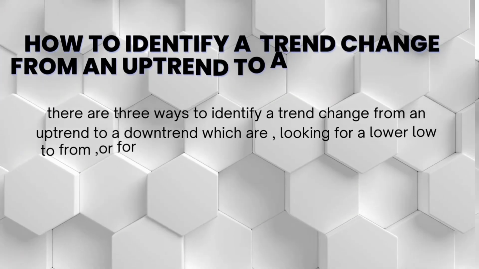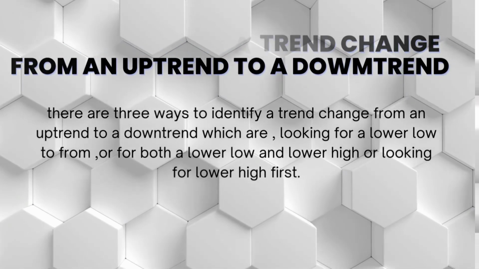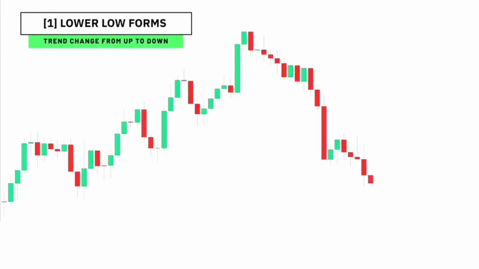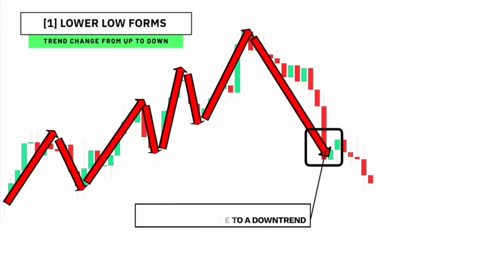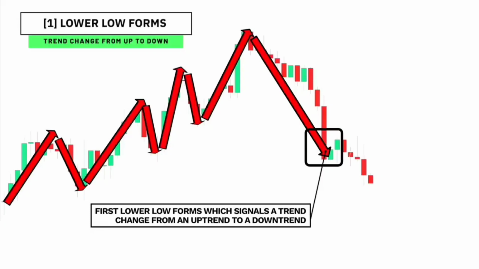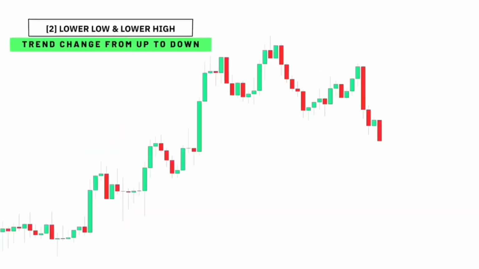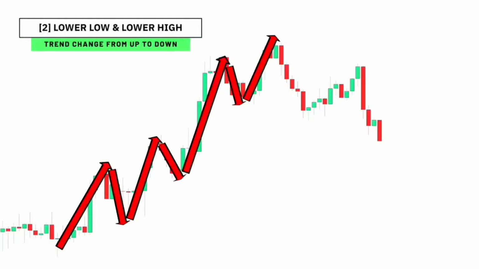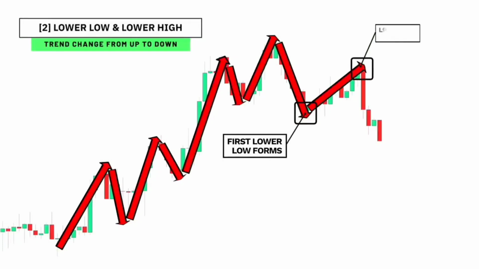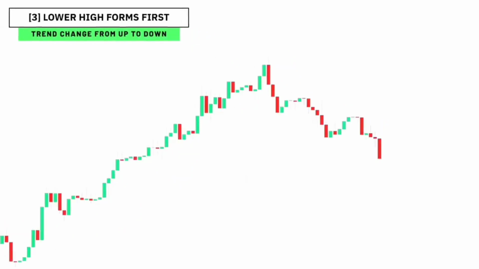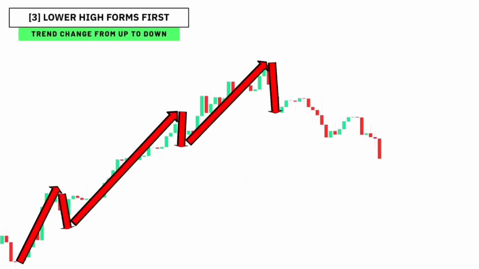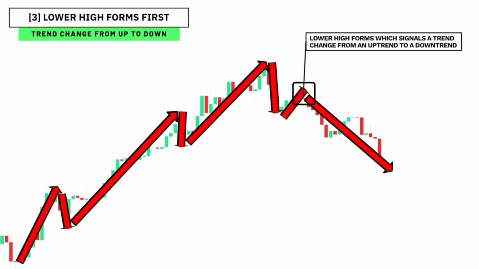So now, how do you identify a trend changing from an uptrend to a downtrend? Type 1: you have your moving uptrend making higher highs and higher lows before a lower high forms, signaling a trend change from an uptrend to a downtrend. Type 2: you have a moving uptrend making higher highs and higher lows before a lower low forms, followed by a lower high pullback before the final breakout lower. Type 3: you have an uptrend making higher highs and higher lows before a lower high forms, signaling a trend change from uptrend to downtrend.